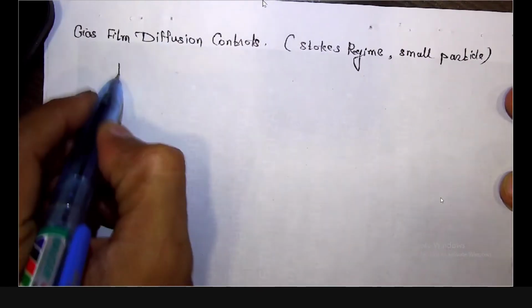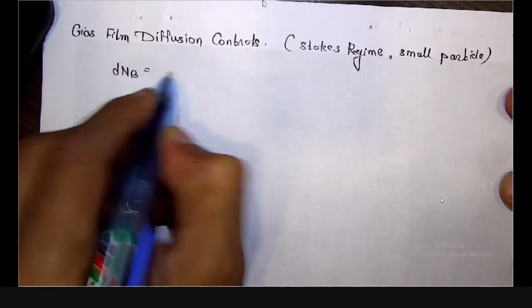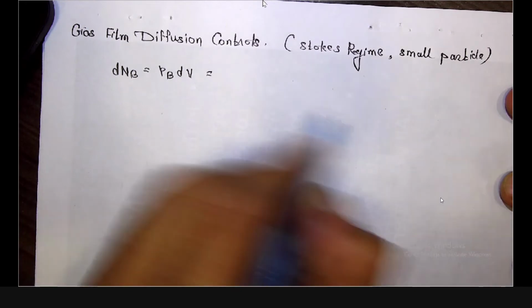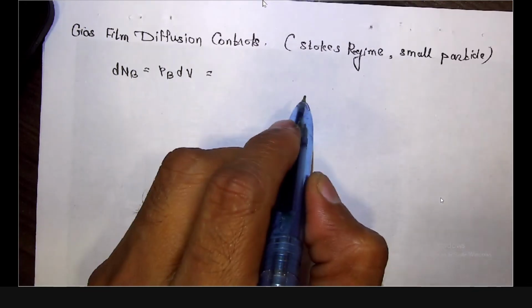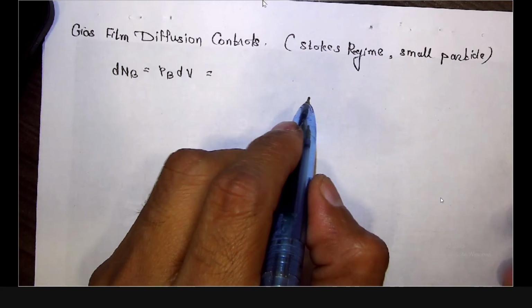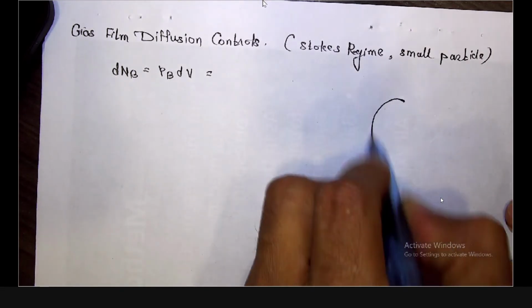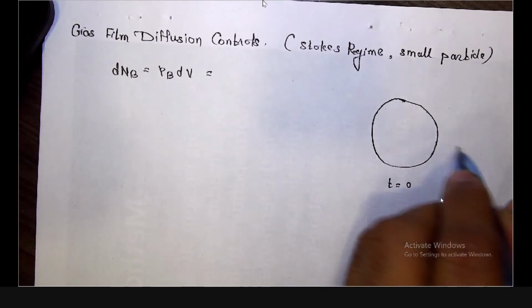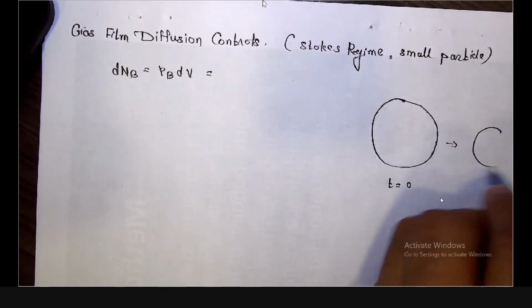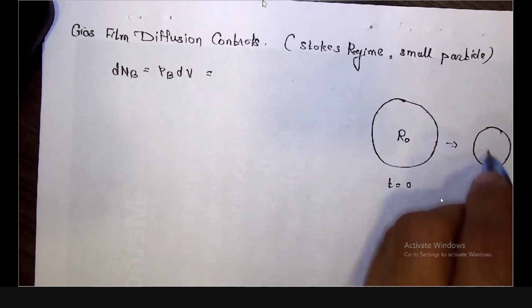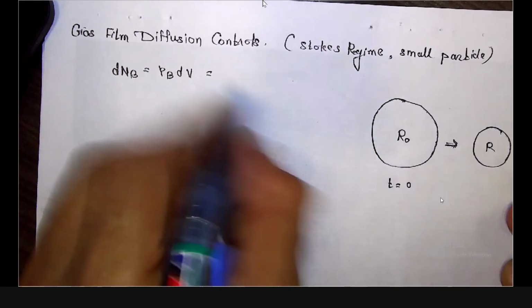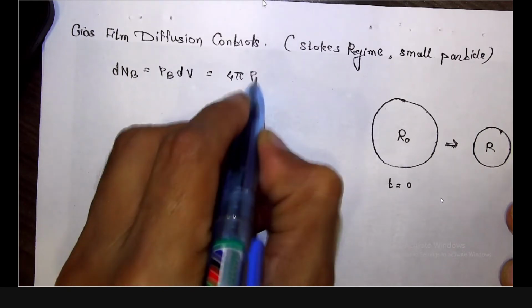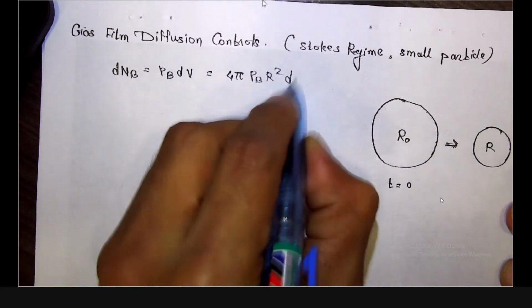So dNb is rho b dV, is it? So the original size, R0, we can say. Suppose this is the particle at a particular t equal to 0, and then it will reduce. So it will be R0 and this is R. Here we are using this because there is no core here, is it?